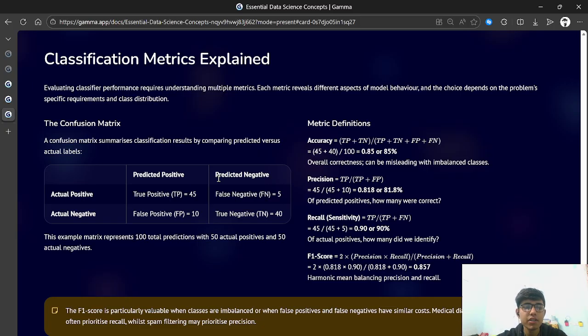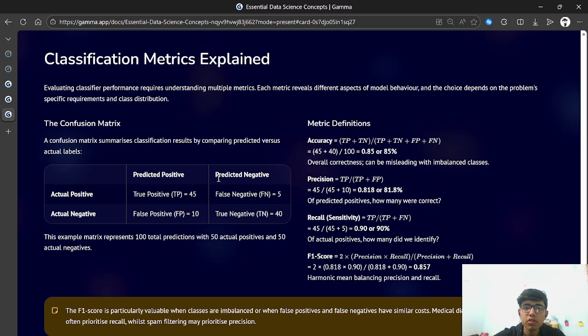Similarly, precision focuses on positive predictions and measures the proportion that are correct. So in precision we are basically measuring how many positive predictions are correct. We define this as true positive divided by true positive plus false positive. Here the true positive is 45, and the summation of true positive plus false positive will be 45 plus 10. So we get the precision as 81.8%, of the predicted positive values, how many were correct. That is the measure.